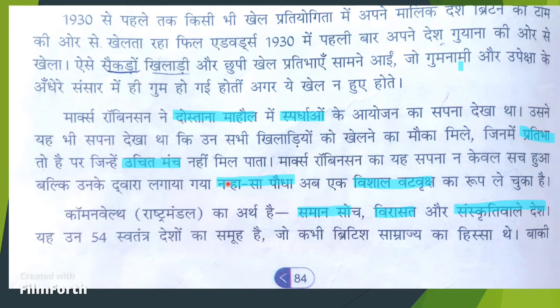Here, nanha sa paudha means a little plant. Vishal means large. Vat vriksh means banyan tree. The banyan tree has roots which go very deep into the ground, and it is very, very strong and stays for years. That is why this little plant has been compared to a banyan tree. That is his effort of bringing the games, which were started by him. Even today, they are played.